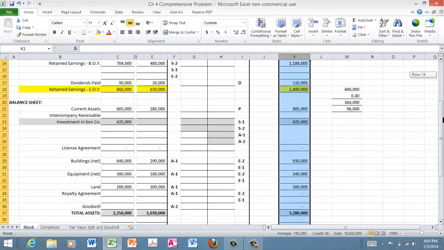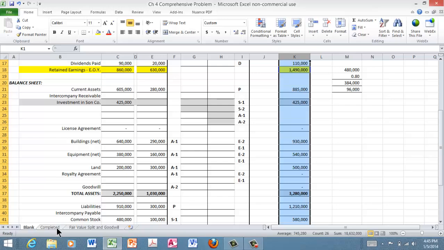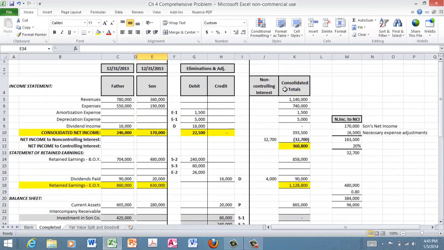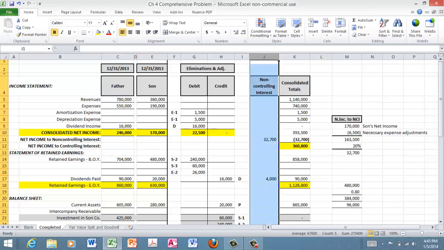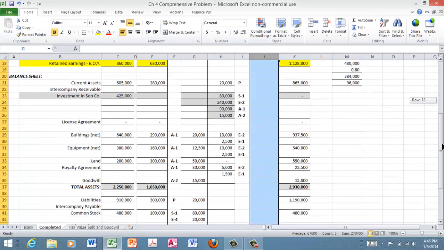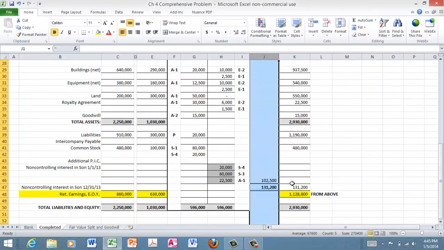Now, just to peek ahead a little bit, let me flip over to the completed tab, and you're going to see that what's in this non-controlling interest column is several entries, or several items, that we'll add together. I shouldn't say entries, because again, you are not going to be making these as journal entries onto the general ledger.